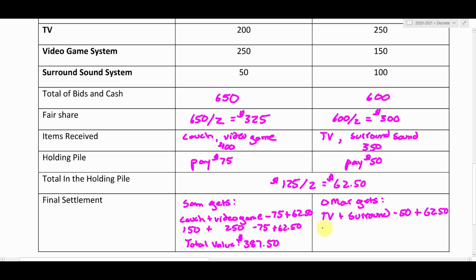And remember, the TV was worth $250. The surround sound was worth $100, minus $50, plus $62.50. And when I add all of that together, we get $362.50. And then I compare that, right? So this is the total value here. I compare that to his fair share, which was $300. So $362.50 is more than the $300. So Omar will also be happy.